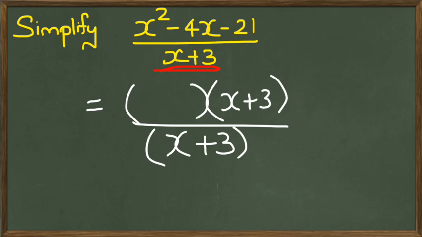Now when we factorized this question previously, what was the other answer? x minus 7. You have done this already. Now what do we do with this situation here? Yep, this entire bracket, they cancel out each other.